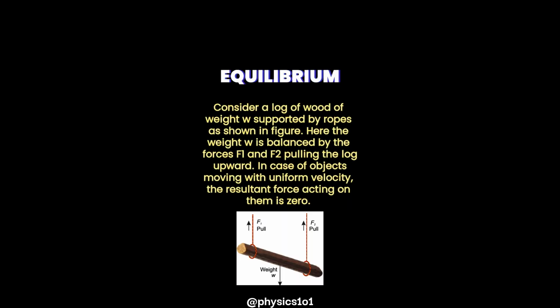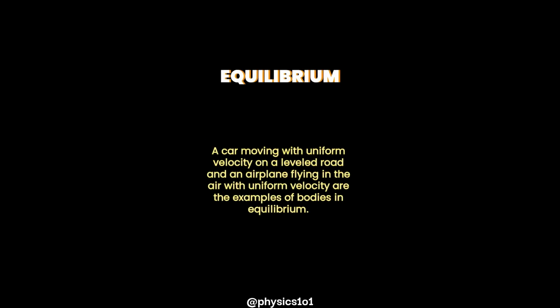Consider a log of wood of weight W supported by ropes as shown in figure. Here the weight W is balanced by the forces F1 and F2 pulling the log upward. In case of objects moving with uniform velocity, the resultant force acting on them is zero. A car moving with uniform velocity on a leveled road and an airplane flying in the air with uniform velocity are the examples of bodies in equilibrium.